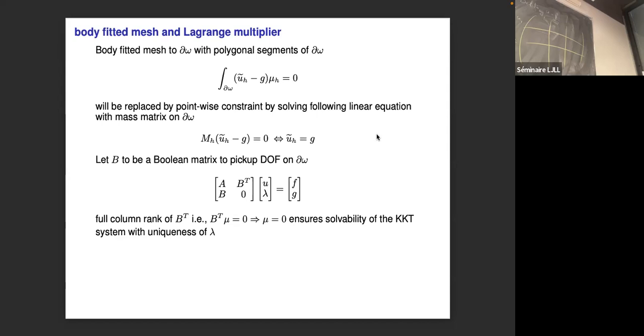That means we transpose B multiplied by the Lagrange multiplier. But if the result is 0, mu only satisfies 0. That can ensure the solvability of this linear system, the KKT system. So this is kind of an extreme case, where all mesh points are fitted on the boundary and the data is given back. So here it is somewhat easy with the functions, so we don't much worry about that.